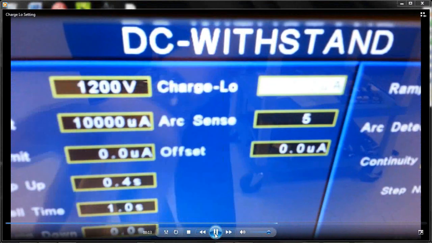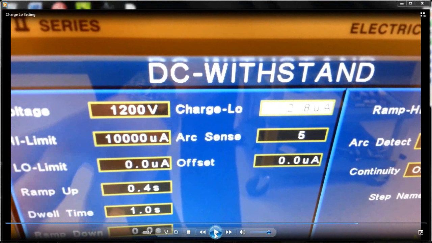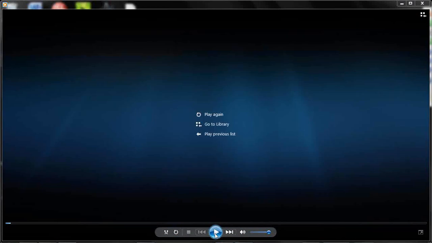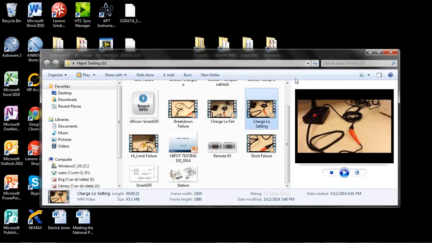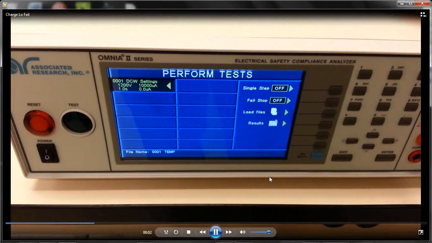So I have 1200 volts DC, and you can see the charge low value there. I'm going to push the test button. It's reading, and I know it's a little washed out there, but what I did was I went to the charge low parameter, I hooked up everything, and I pushed the test button, and it gives me a value, 2.8 microamps. So the unit is saying, all right, with this DUT at this test voltage and that ramp up, I should have at least 2.8 microamps.